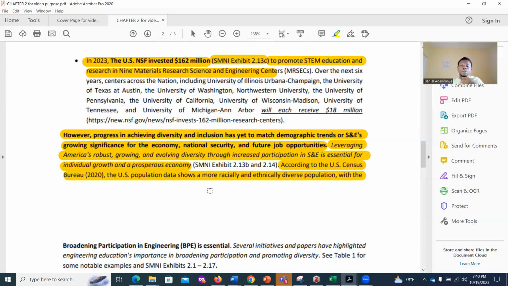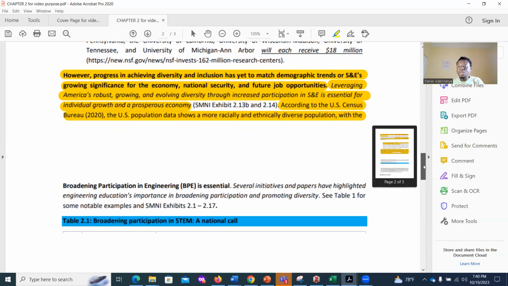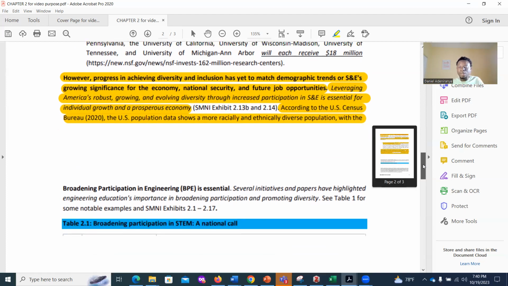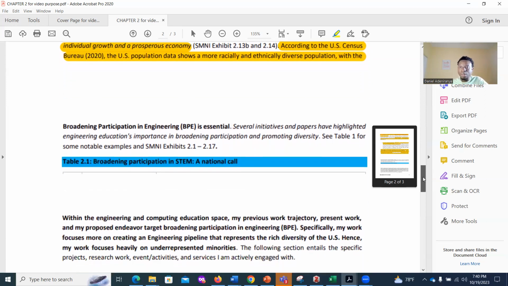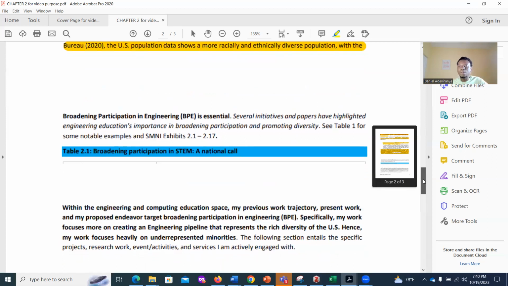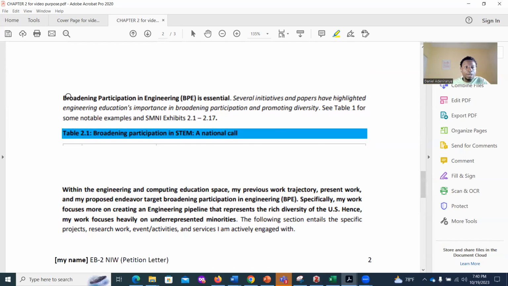So it's your choice: have a claim, back it up, and that is it. There is no one-way rule to it. The major thing this person is doing is showing that his area, or our area of proposed endeavor, has substantial merit and is of national importance. So prove yours, and that is what is needed. So again, broadening participation in engineering is essential.